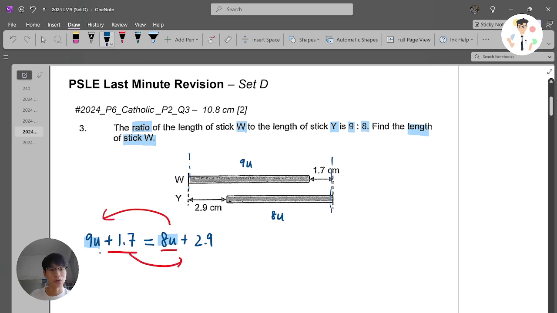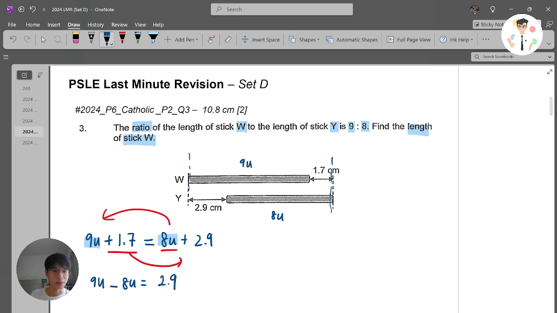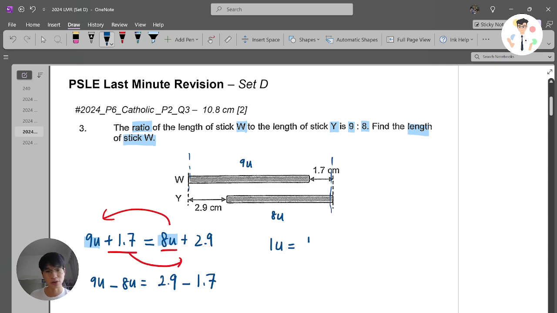So in this case, it will become 9 units minus 8 units, since the 8 units moves across. The 2.9 remains at the same place, so it remains positive, but the plus 1.7 crosses the equal sign, so it will become minus 1.7. So 9 units minus 8 units is equal to what? 1 unit. 2.9 minus 1.7 is actually 1.2.